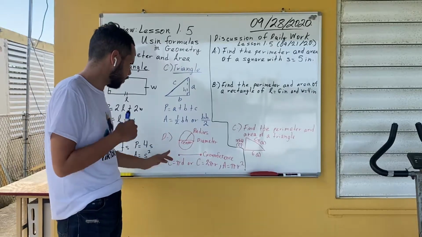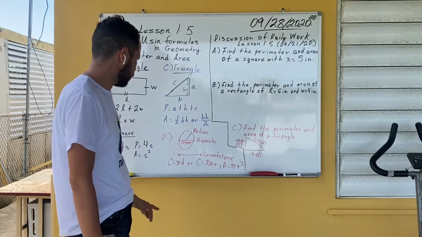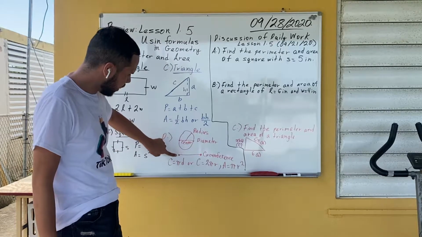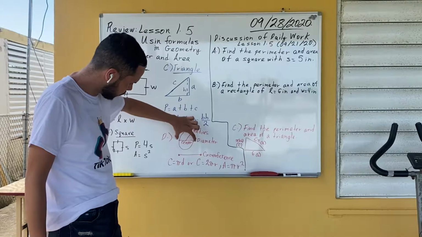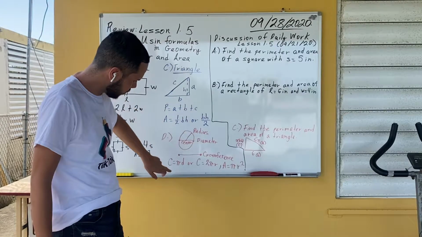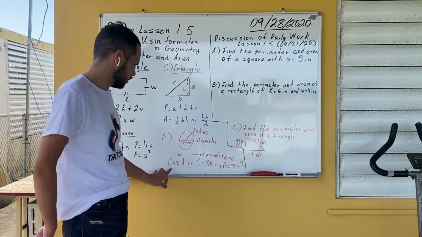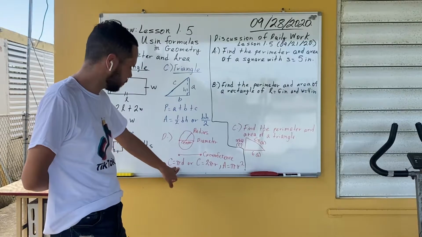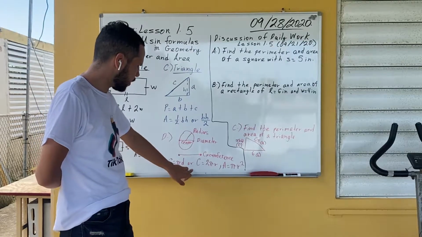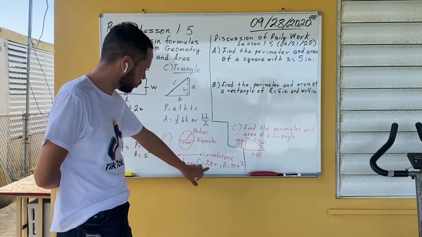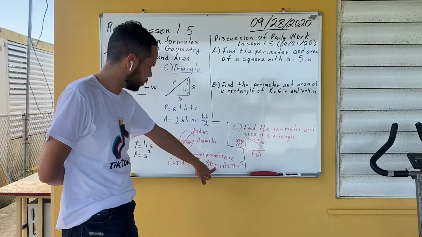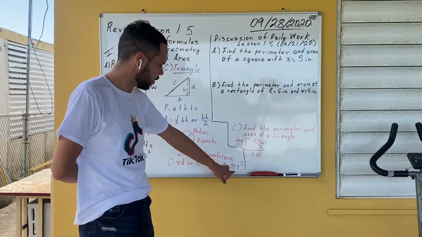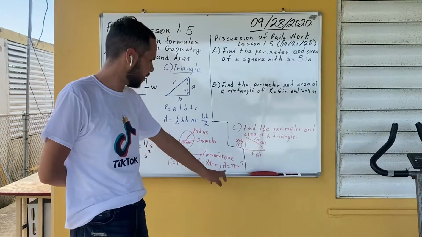We also talked about another geometric figure, the circle. To find the circumference of the circle, that is how long the segment is around it, the formula is circumference equals pi times the diameter, or we can also use 2 times pi times the radius. And to find the area, the formula we're going to use is pi times r squared, or pi times the radius squared.